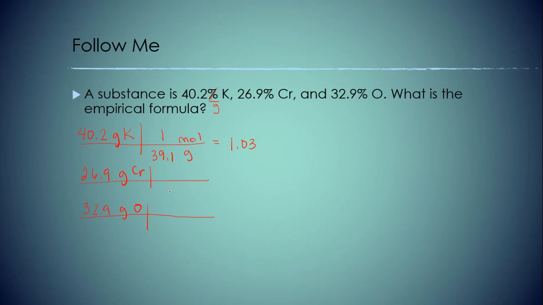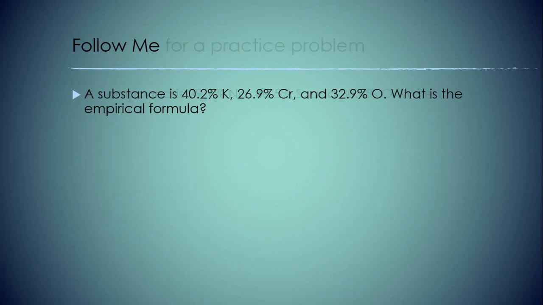Okay, chromium on the periodic table has a mass of 52.0. We're still rounding it to 1 decimal place. I've asked you in the past. You do this math problem, you'll get, I wrote on my paper 0.517. I wrote 3 decimal places. I'm not really sure why, but it's what I did. It's fine to do 2 with this one, 3 with this one. Oxygen has a mass of 16 grams per mole. And when we do that one, I wrote down 2.06.